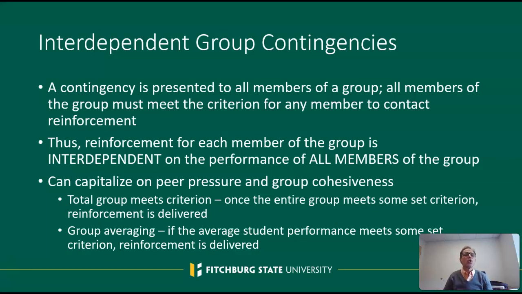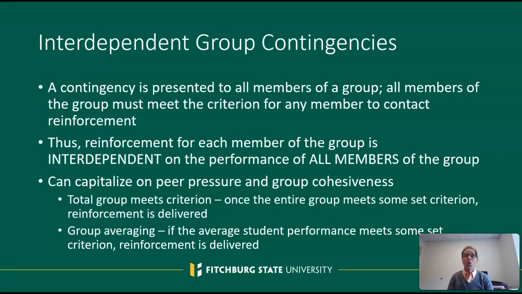Or we could do group averaging, which would say that if the average student performance meets some set criterion, reinforcement is delivered. So let's say the teacher's looking to back off a little bit on everybody having to finish the entire math worksheet. Let's say there are 10 questions on the math worksheet. The teacher could say, listen, if the average completion is 90% on the worksheet across the entire class, we'll all get an extra 5 minutes of recess, right?